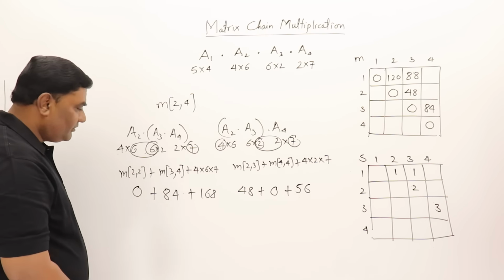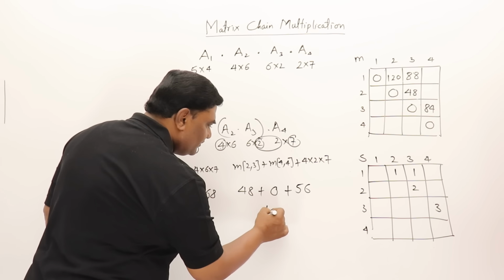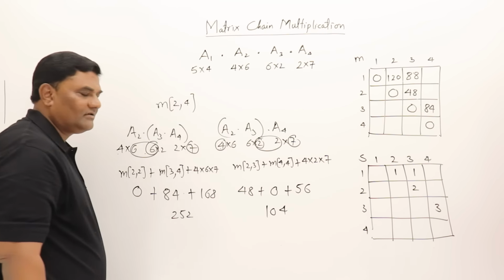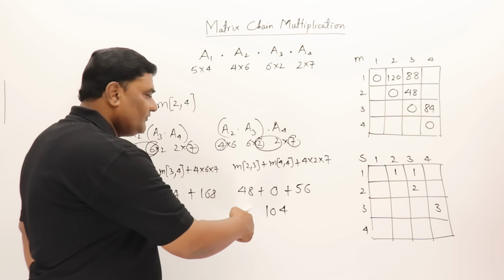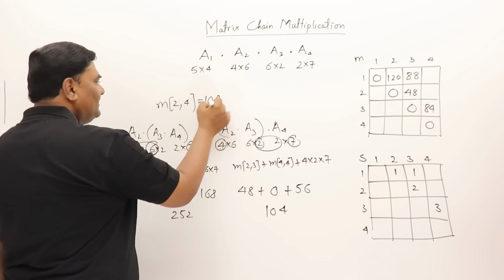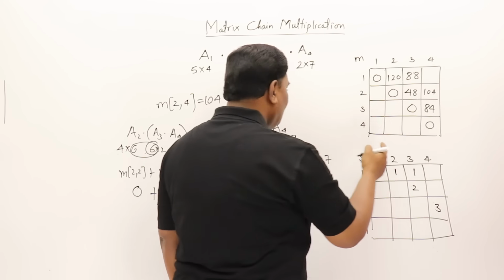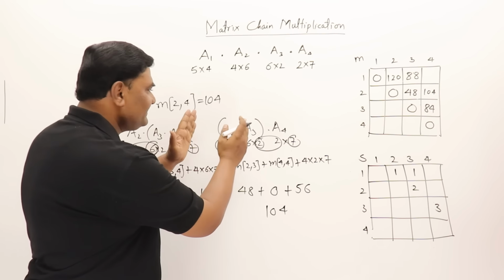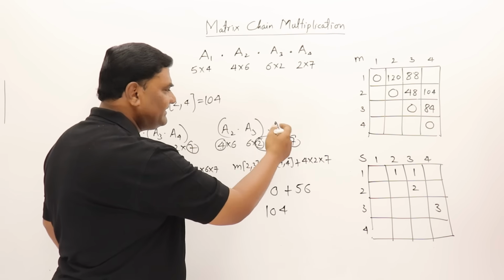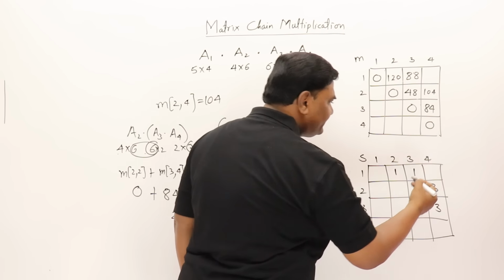So which one is smaller? This is 252 and this is 104. So which one is minimum? 104 is minimum. So the answer for this one is 104. That is 2 comma 4. 2 comma 4 is 104. And who gave this value? See, this side is 2, 3 and that side is 4. So the answer is 3. So 3 has given us the minimum result.